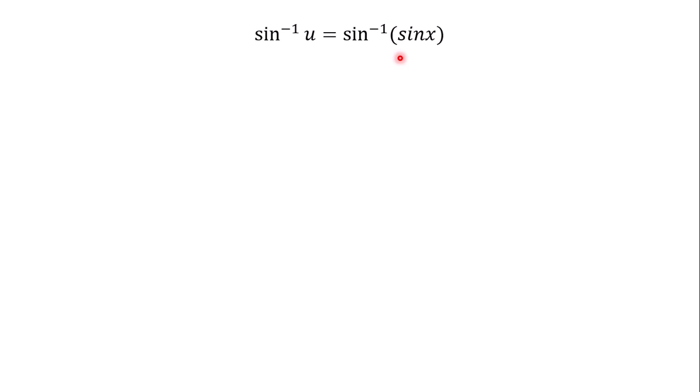Now sine inverse of sine x will give us what? x. So this one will give us x is equal to sine inverse of u. Because here sine inverse of this will give us x, and this one we just maintain as it is. So we are going to get x is equal to sine inverse of u.